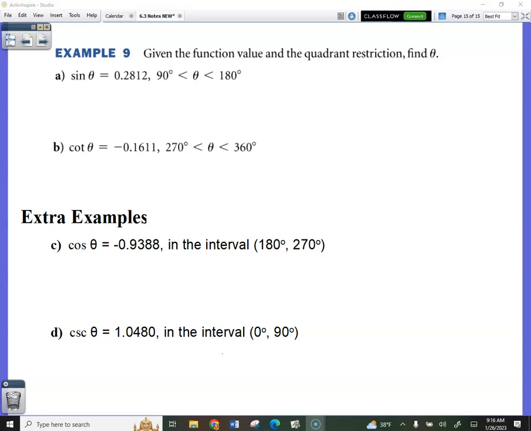Well, negative over negative is going to be positive. So don't enter negatives. It's root 3 over 12.